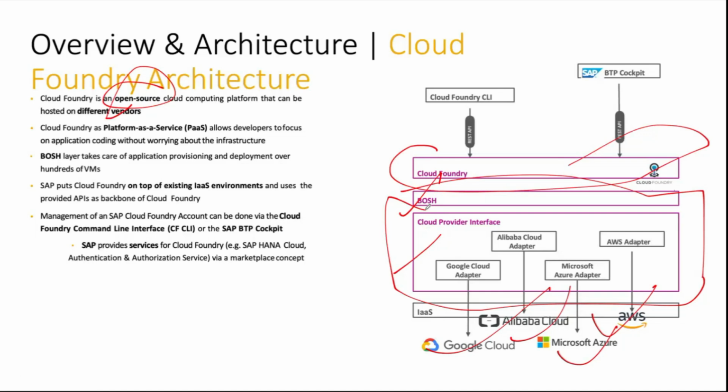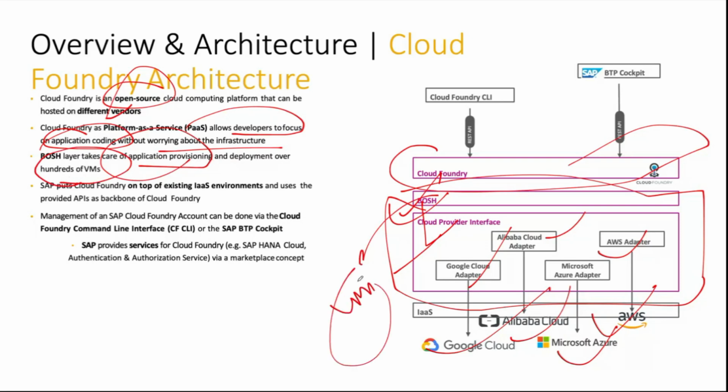As a developer, you don't have to worry about what infrastructure you need, or whether you need Alibaba Cloud or whatever, or how to do the setup. I just have to focus on my application coding without worrying about the infrastructure. For example, BOSH will take care of application provisioning. Whenever you do the application deployment, all the provisioning is taken care of by BOSH. It has hundreds of VMs, virtual machines, which help to deploy your application. You as a developer don't need to care about VMs. You just deploy your application, and the rest is taken care of by the infrastructure.